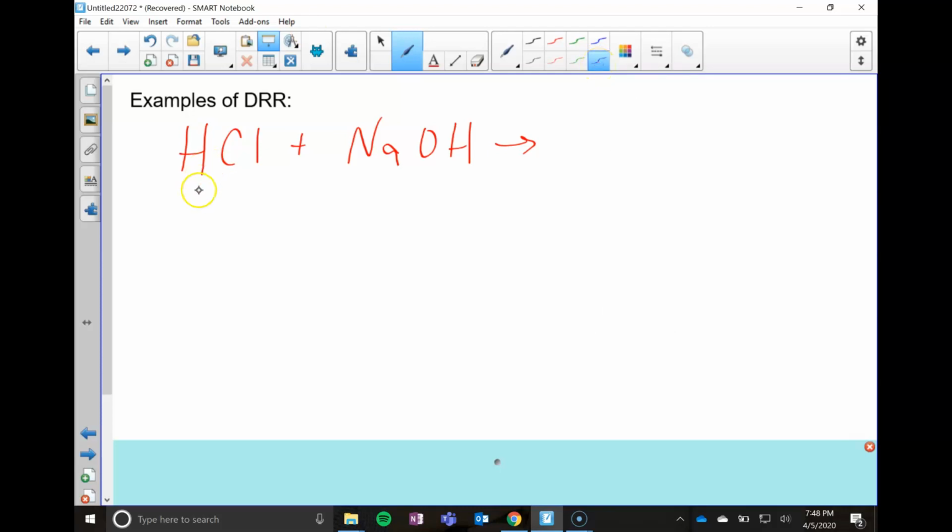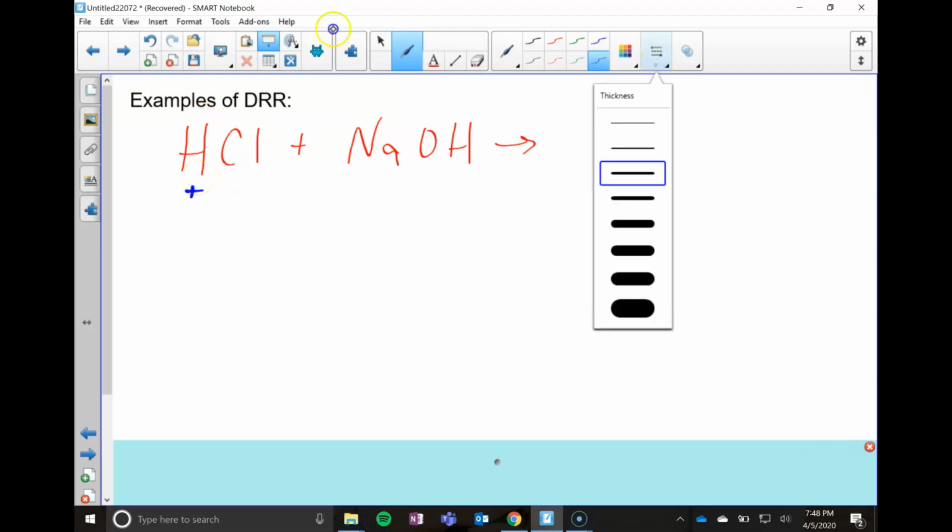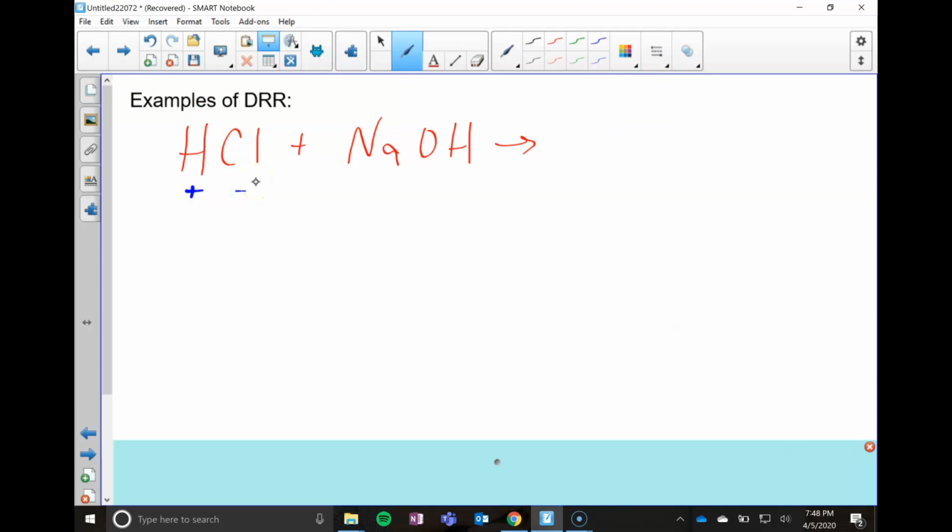So here's what happens. In this case, hydrogen is acting as the metal. It's acting as the cation. Chloride is acting as the anion. Sodium is the metal over here. Hydroxide is the negative. So double replacement, so these guys switch partners. The H pairs up with the OH. Look at that, it's H2O. There's water. And then sodium pairs up with chlorine.